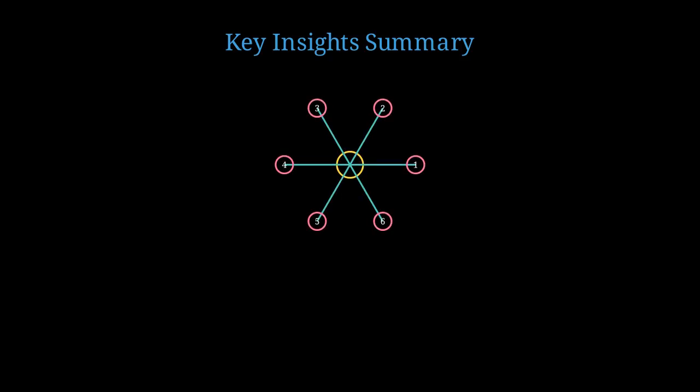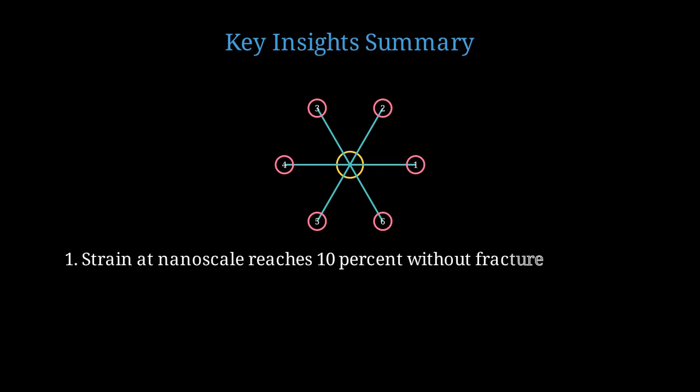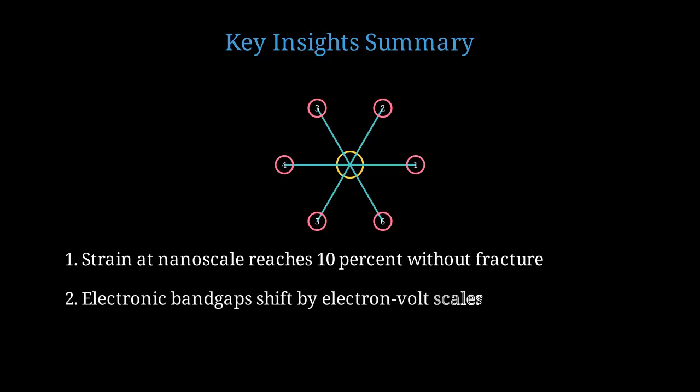Let's summarize the key insights from our exploration. 6 fundamental insights connect curvature to nanoscale properties. First, nanomaterials sustain strains up to 10%, far beyond bulk material limits due to reduced defect density. Second, these strains shift electronic band gaps by electron-volt scales, completely transforming electrical and optical properties.